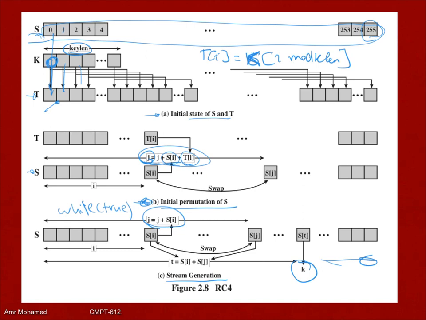So that's RC4. RC4 is very simple. You generate a random sequence and then you XOR it with the input, and that's it. So every byte generated gets XORed with a byte in the text, and that's it. Any questions?